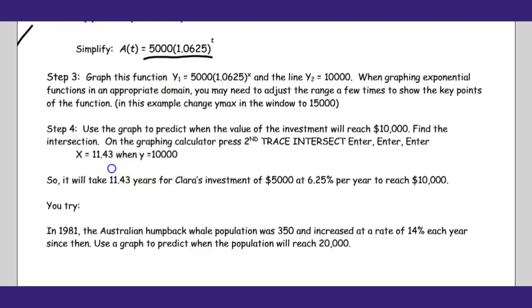So that's my X value that I saw on the graph, 11.43. So we would say that it takes 11.43 years for Clara's investment of 5,000 at this interest rate to reach 10,000. So now here we go.